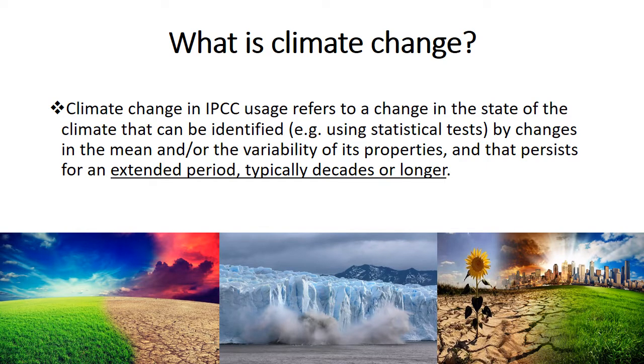Now we move to what is climate change. Sometimes when the question is posed, what is climate change, people can react differently based on their understanding. But climate change, in terms of the Intergovernmental Panel on Climate Change usage, refers to a change in the state of the climate that can be identified using statistical tests, so it has to be proven statistically, by changes in the mean and/or the variability of its properties. These properties could be temperature, rainfall, wind speed, humidity, that have persisted over an extended period of time.